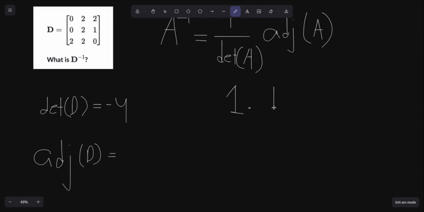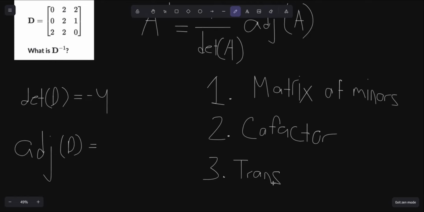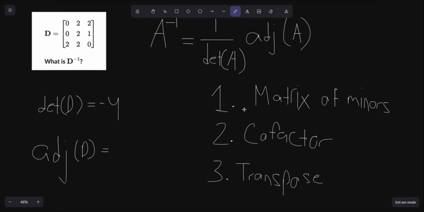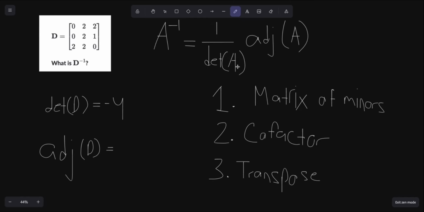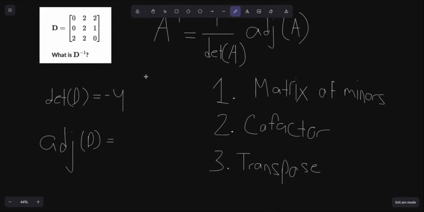The first thing you want to do is find the matrix of minors. Step 2 is to find the cofactor matrix. And then step 3 is you transpose that. After you transpose it, you get your adjugate. Then you multiply by 1 over the determinant, and then you get your inverse.